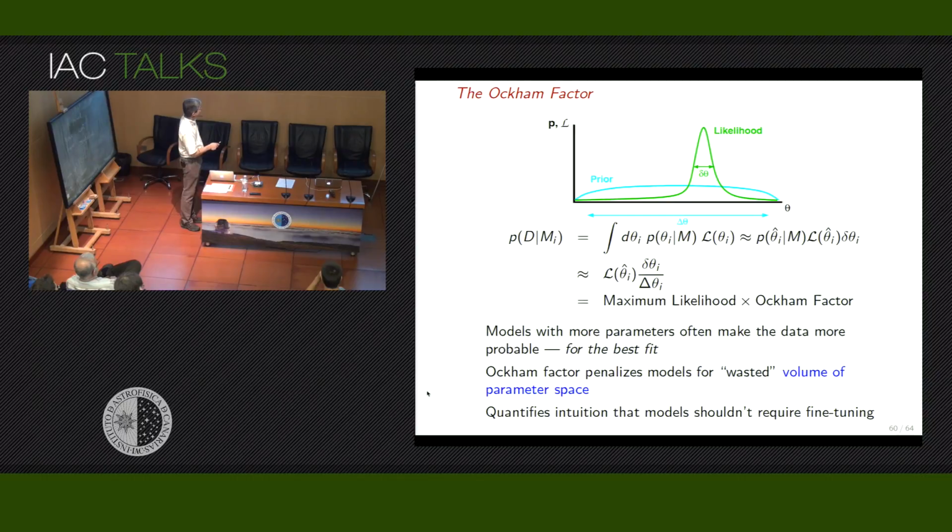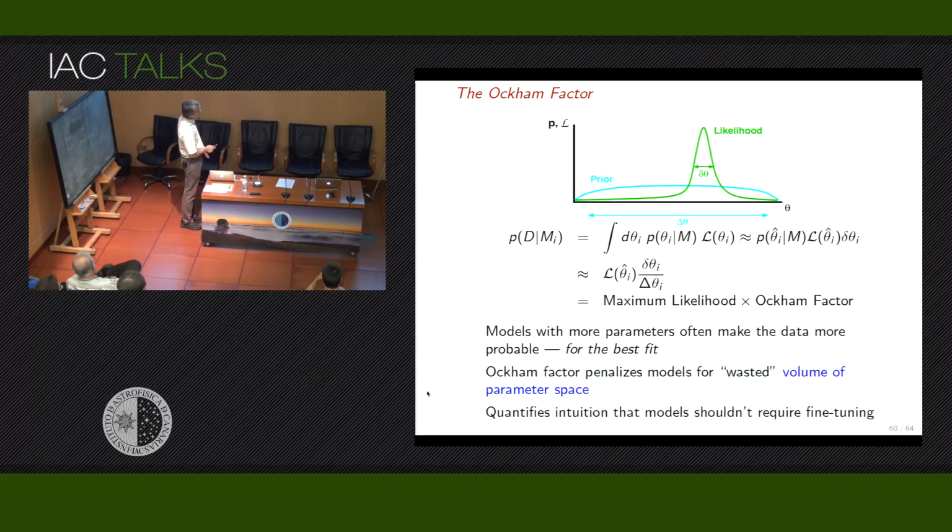It's a ratio of the posterior width to the prior width. It's a parameter space volume ratio. Since it's much less than 1, it's like the fraction of parameter space that's being used by the model, the fraction that actually gives high probability to the data. It has a name. It's sometimes called the Ockham factor because it's a penalty.